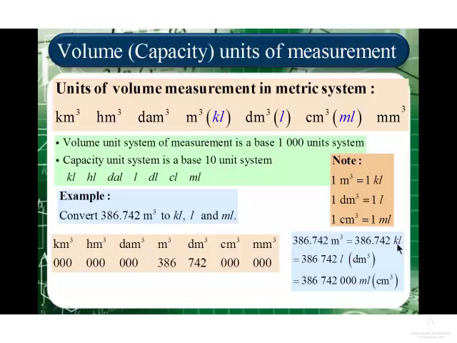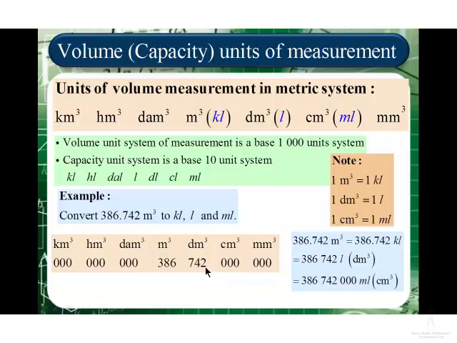386.742 kiloliter. To change this into liters, we have to multiply by 1,000, or 3 decimal positions for this particular point to move to the right, and hence this corresponds to 386,742 liters. Note also that this corresponds to cubic decimeters, as we have discussed before. To change liters to milliliters, again another 3 decimal positions, so we have to multiply with 1,000 if it moves to the right, as it should.